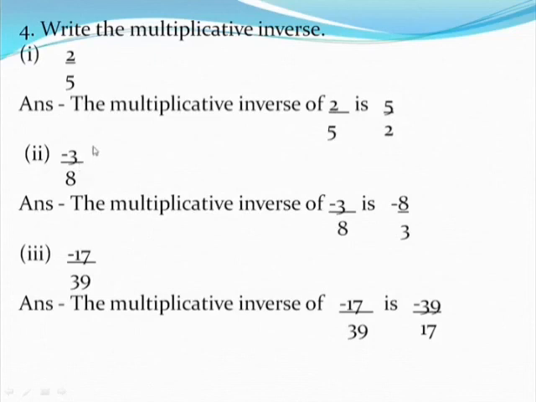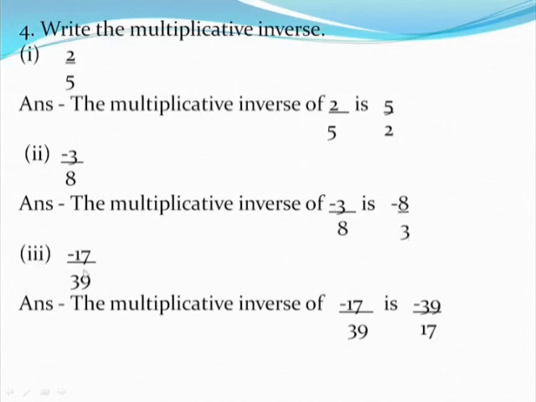Now here, the second is negative 3 upon 8. So if you interchange, you will get 8 upon negative 3. But as we are not writing a negative number in the denominator, we will make the numerator negative and the denominator positive. Hence, the multiplicative inverse of negative 3 upon 8 is negative 8 upon 3.